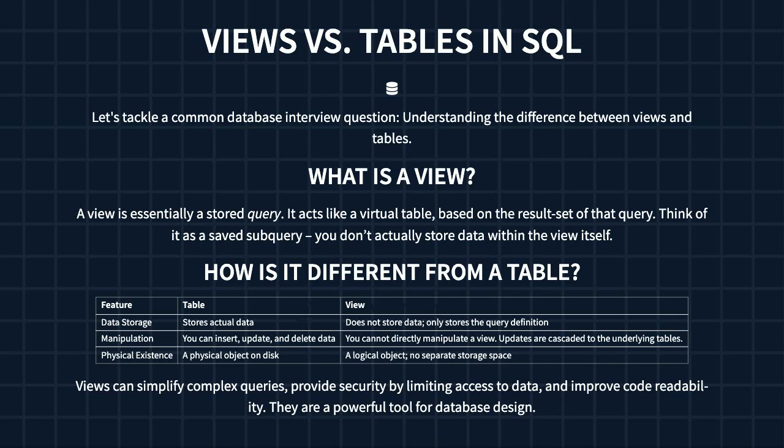Now, a table, on the other hand, does store actual information directly in your database. You can insert new rows into a table, update existing ones, and delete them too. With a view, you can't do that directly. Any changes you make through a view are reflected in the underlying tables. Views also don't take up any physical space. They're just a logical construct based on what the query is returning.